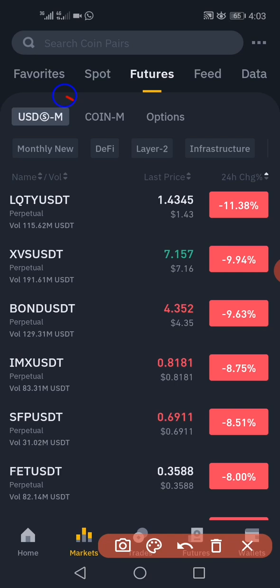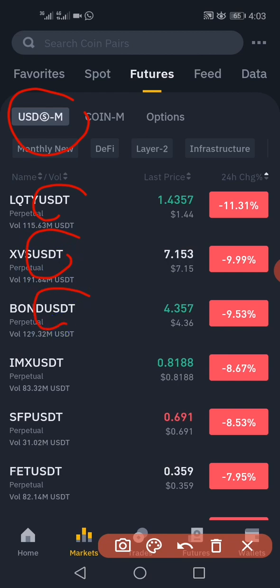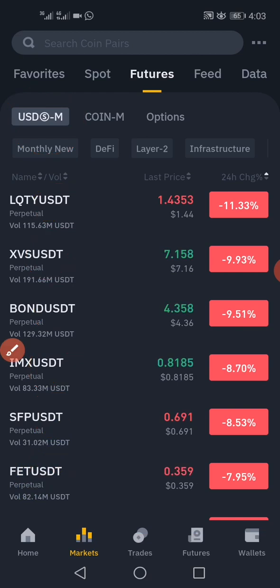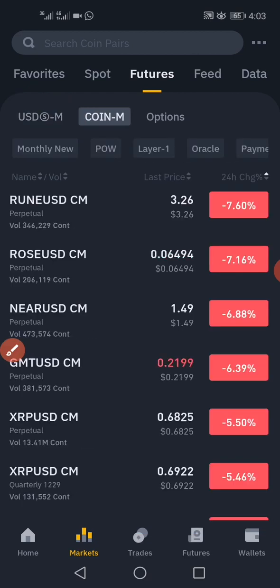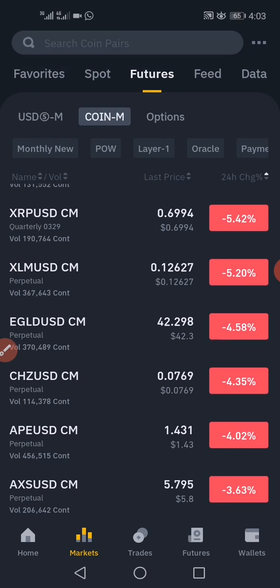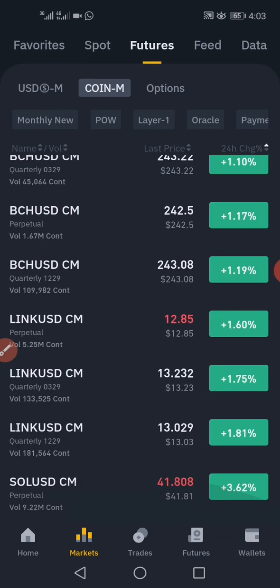You have USDT-M futures. In this USDT-M futures, all the coins are paired with USDT. You can see BTCUSDT, SVSUSDT, BONDUSDT, IMXUSDT, and so on and so forth. They are all paired with USDT. Now you also have COIN-M futures. COIN-M futures, they are not much compared to the USDT-M futures.